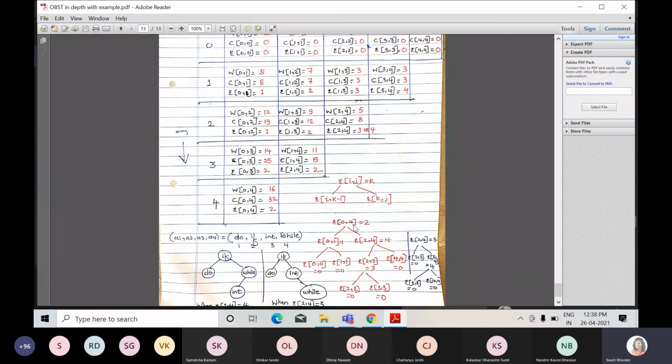Listen very carefully to what I am saying. For r 0 comma 4, who is the root? So 2 is the root. Okay, for r 0 4, 2 is the root. Who should be on the left hand side? We know from the formula i comma k minus 1. So i is 0, and k minus 1; what is the value of k? It is 2, so 2 minus 1 is 1. So r of 0 1.